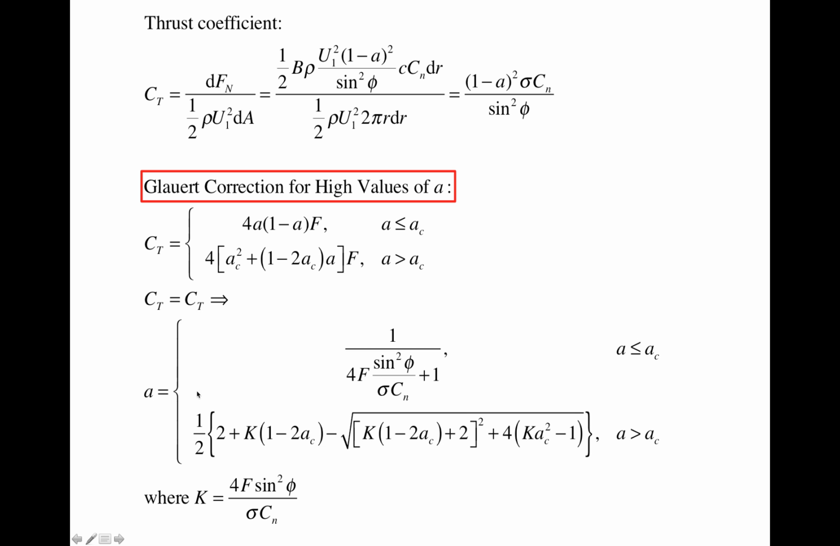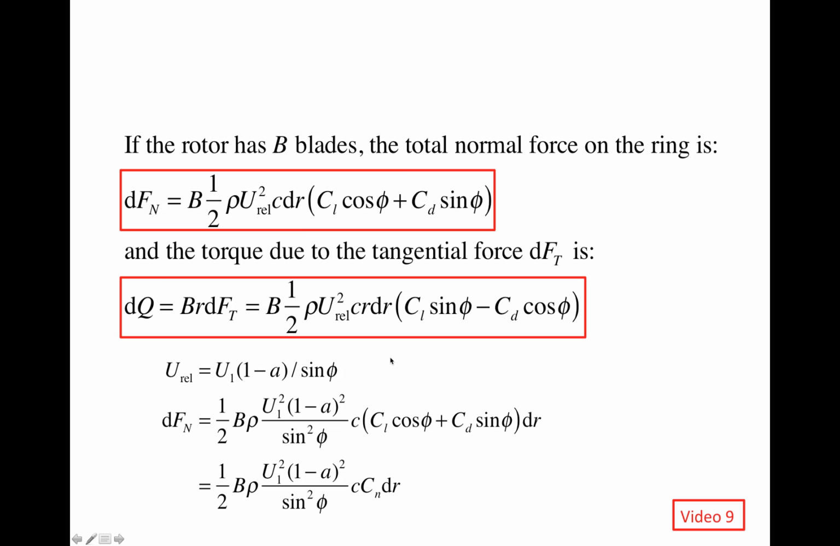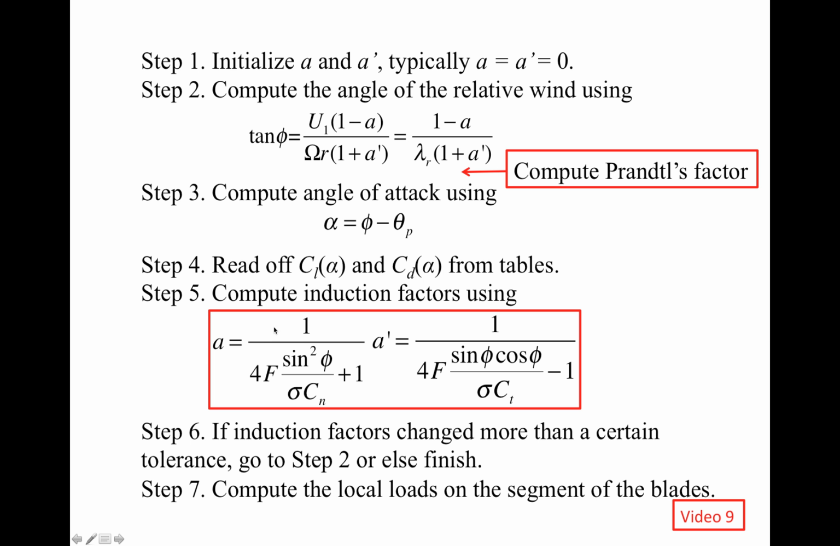If A is smaller than or equal to AC, then this expression applies. And this expression is exactly identical to the equation that we have obtained by applying the Prandtl's correction to the actuator disk model. This expression is exactly the same as this expression here. So when A is smaller than the critical value AC, this expression for A still applies.